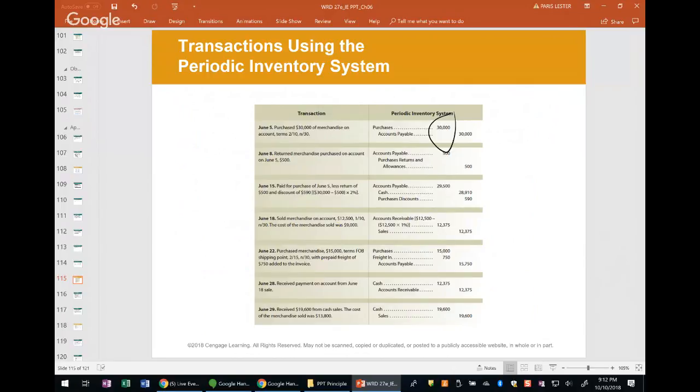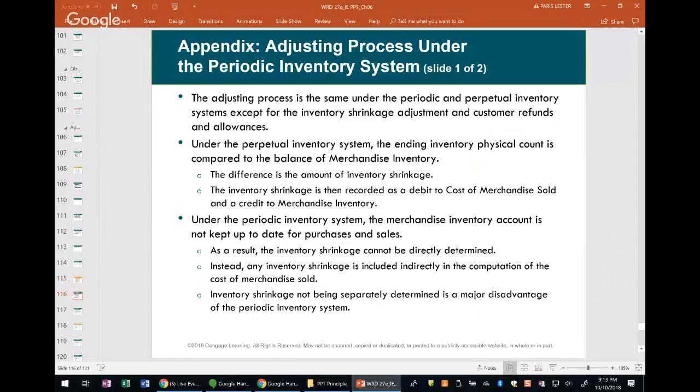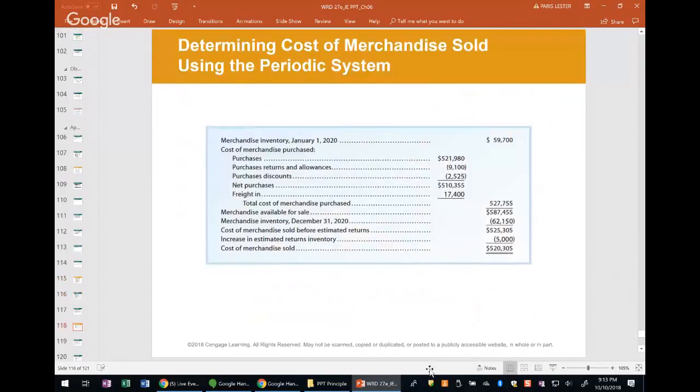And now here are sales. All right, the cost of merchandise sold was $9,000. You don't make that entry either, but you are recording accounts receivable at net and sales at net. And here under purchases, we don't debit merchandise inventory for freight charges. We debit freight in. We'll add that to it later. All right, so there are some differences, and you need to look at those differences and compare them on a periodic system.